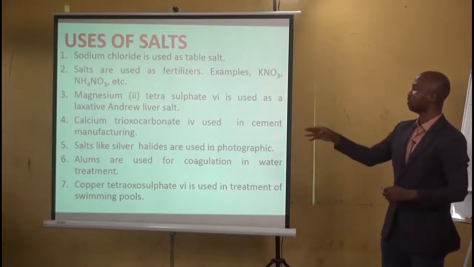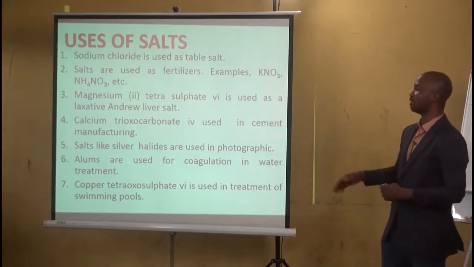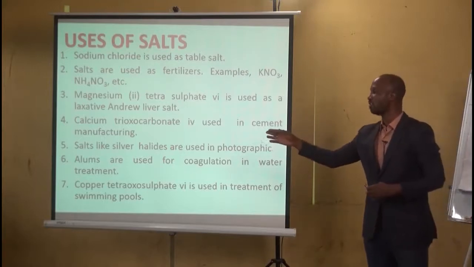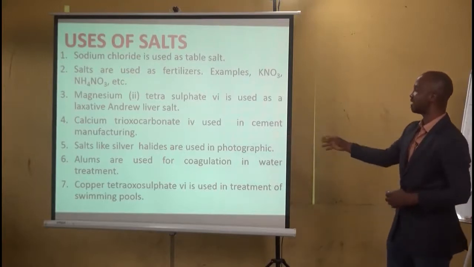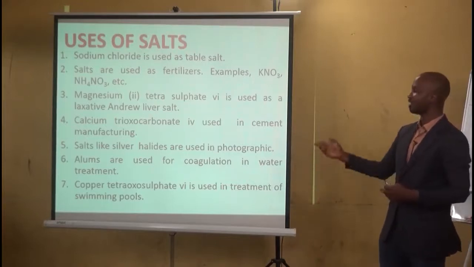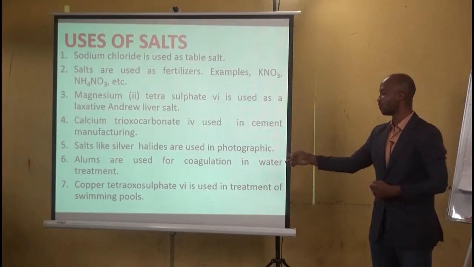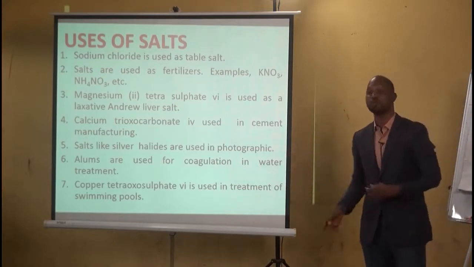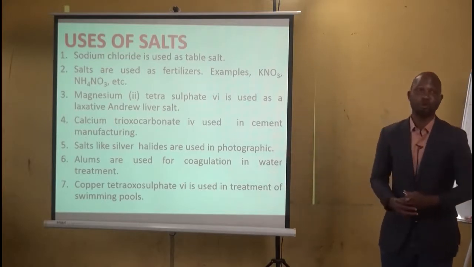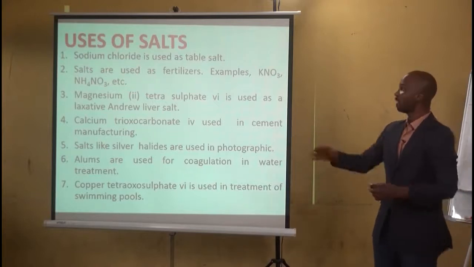Then we have calcium trioxocarbonate 4, which is used in the manufacturing of salt. Of course, salts of silver halide are used in photography. And lastly, alum is used for coagulation in water treatment, and copper 2 tetraoxosulfate 6 is used in the treatment of swimming pool. And that is why the water in swimming pool will always look blue in color.